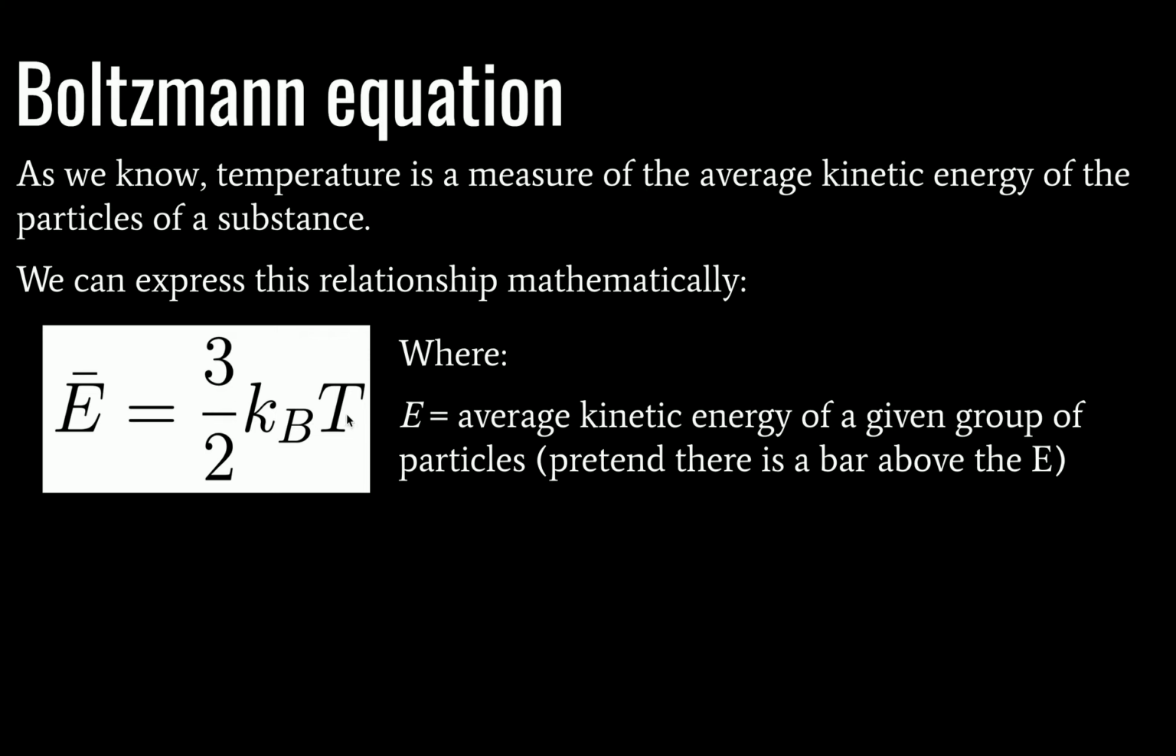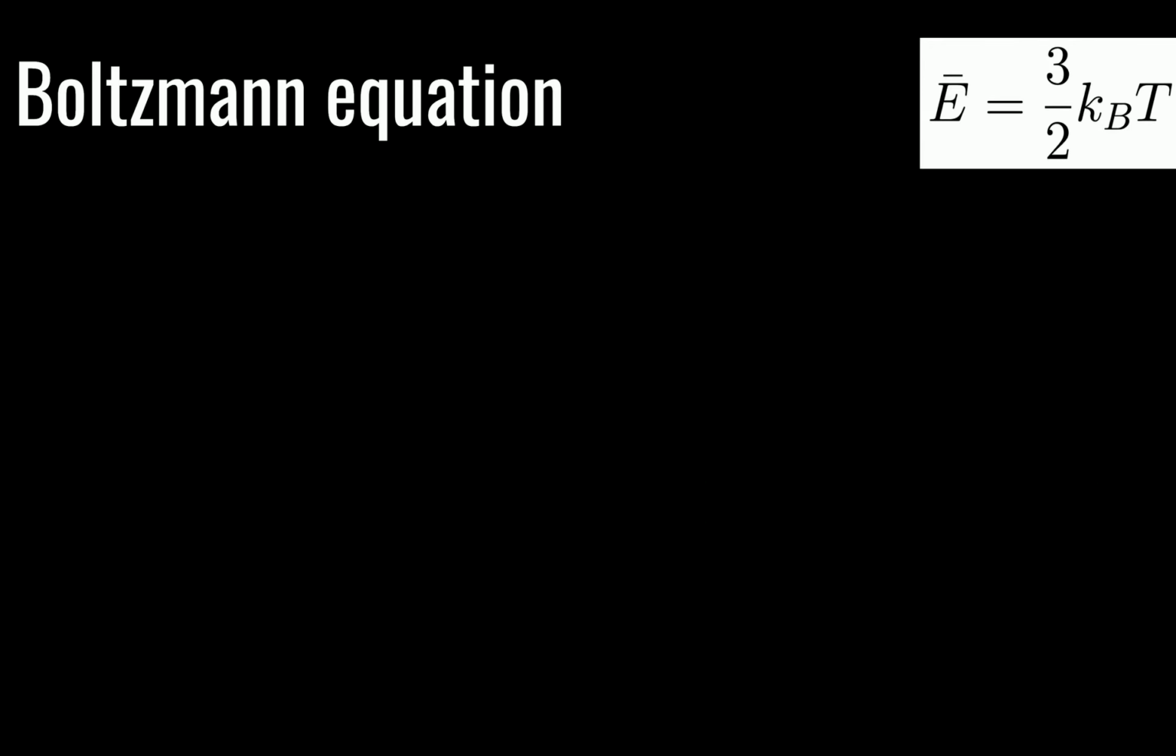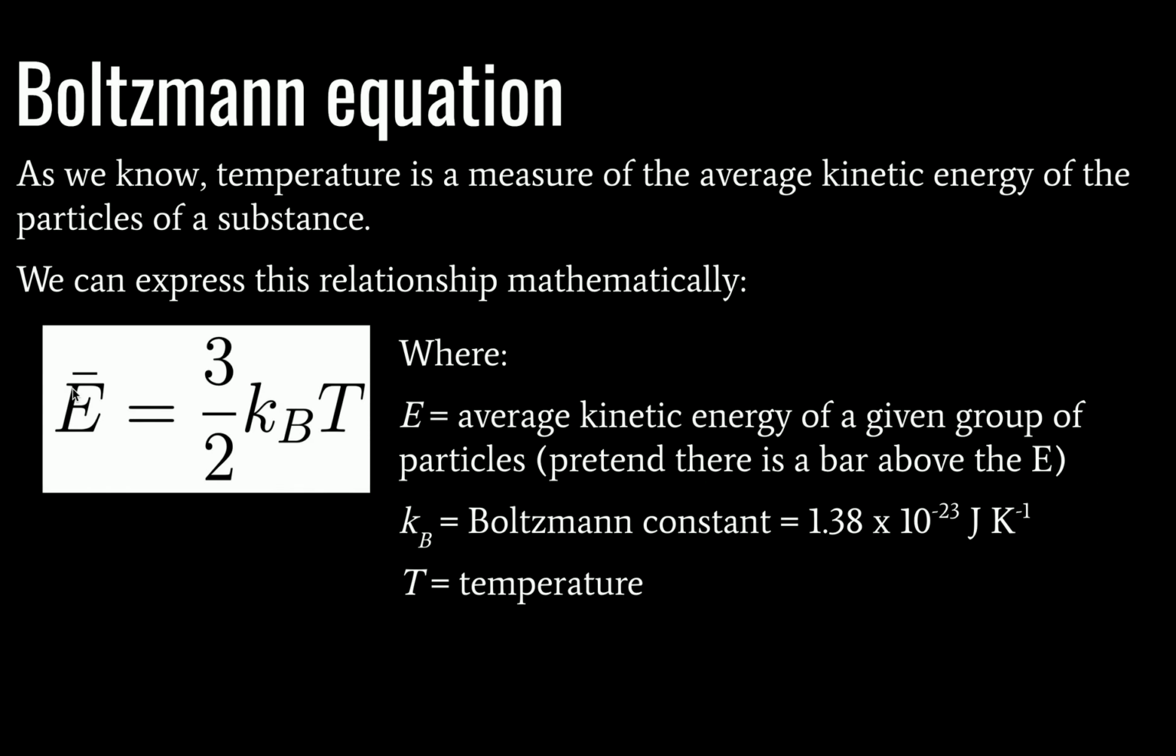Our next variable, as yet undefined, is K sub B, and K sub B is equal to the Boltzmann constant. This is in your data booklet, again on page 1 under fundamental constants. This value is 1.38 times 10 to the negative 23 joules per Kelvin. T is once again equal to temperature, no surprise. So average kinetic energy is equal to 3/2 times Boltzmann's constant times temperature. Done.